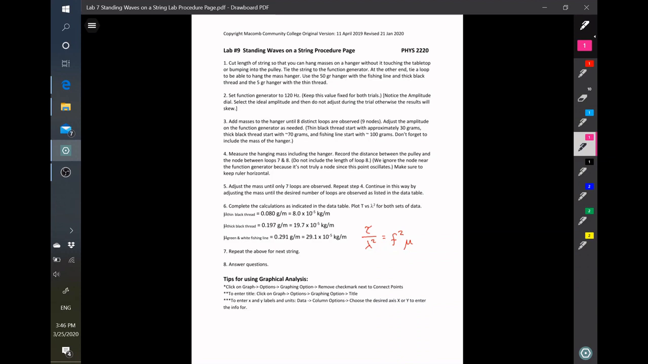Step 6 gives you some information that you'll need for calculations. We used 2 strings for this lab. The first one we used was the thin black thread, and the second one we used was the thick black thread.